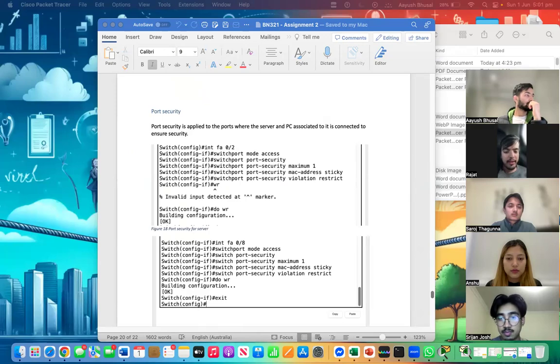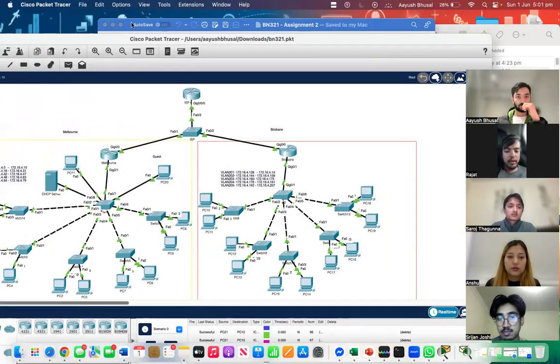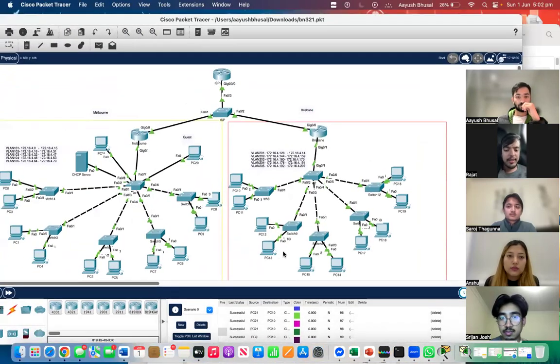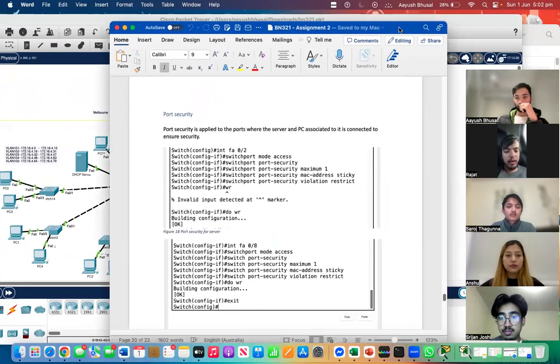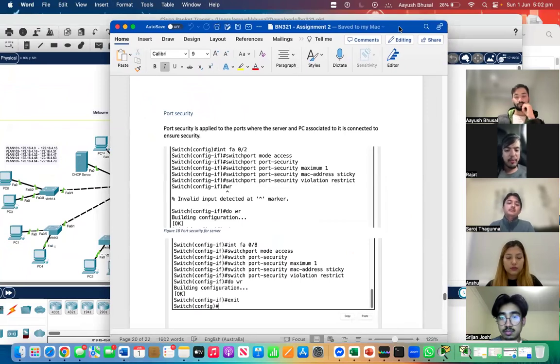By this command, it automatically learns the MAC address of the connected device and saves it as a secure address on the port. The other one is port security violation mode restrict, which allows traffic from the secure MAC address only and drops packets from unknown devices, while logging the violation and increasing the violation counter.